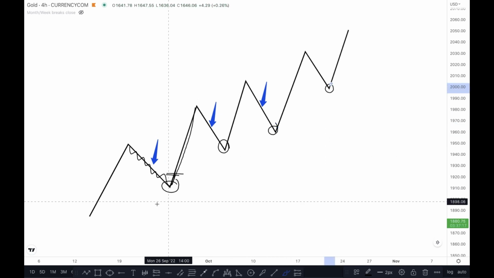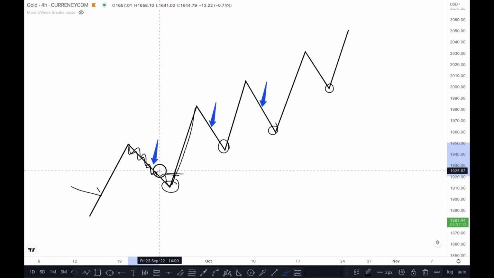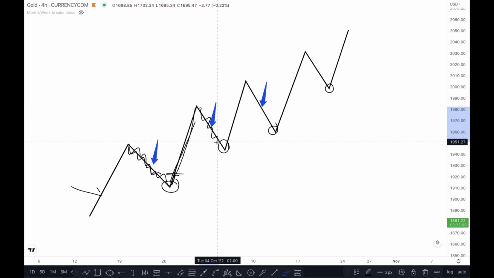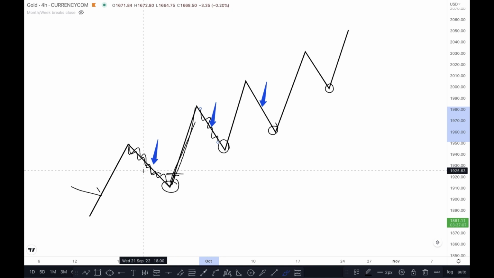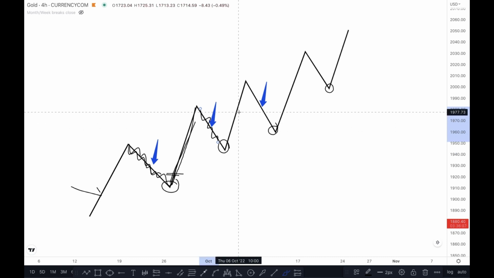So if you remember the nature's theory, this becomes the impulse. This is the correction phase, right? This is the impulse. This is the correction phase. And the correction phase is where we spot these patterns. So the pattern helps us to identify that, okay, we are in a pullback phase. The impulsive phase is about to resume. So we need to start looking for buying opportunities.